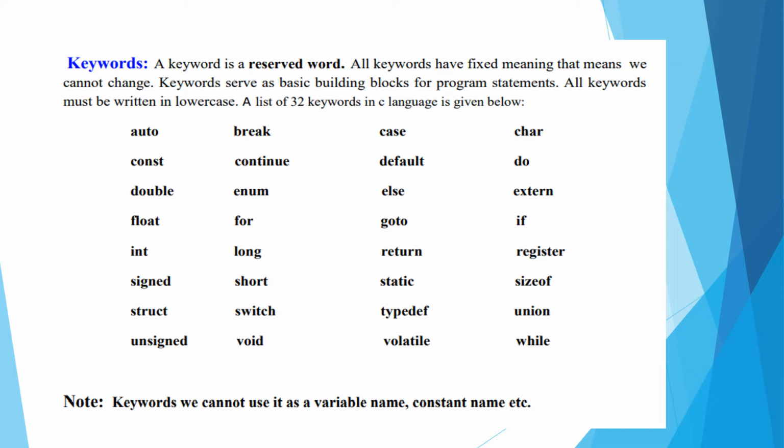Keywords serve as the basic building blocks of programming statements, and all the keywords must be written in lowercase letters. There is a list of 32 keywords in the C language. Some examples are auto, break, continue, etc. The keyword should not be used as a variable name or a constant name. These are some of the characteristics of keywords.